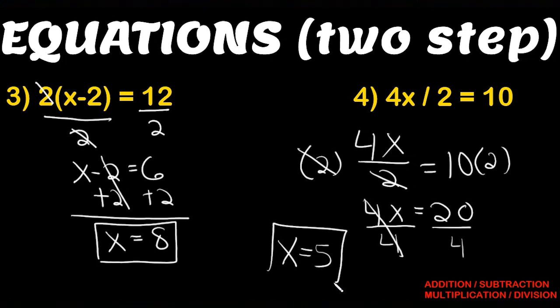Again, do a quick mental check. Does it make sense? If I plug it in, right? Here's my x. I'm going to do 4 times 5. That is 20. Divided by 2, yes, that is 10, right? So that checks out. Okay, let's do one more problem, and it's going to be a bonus problem.